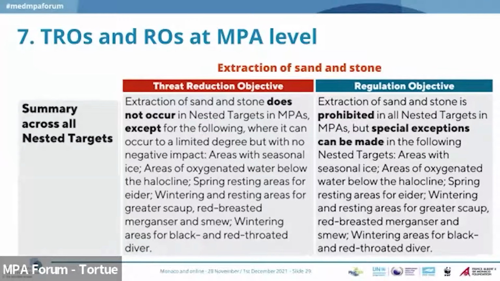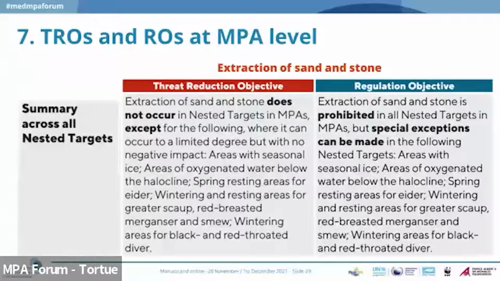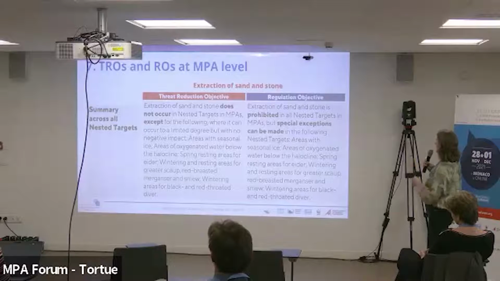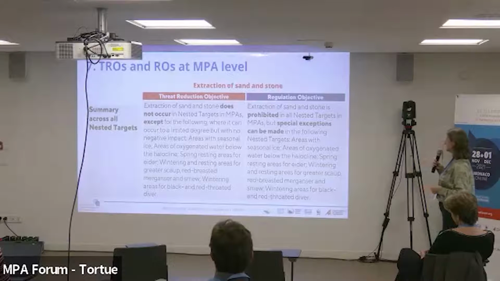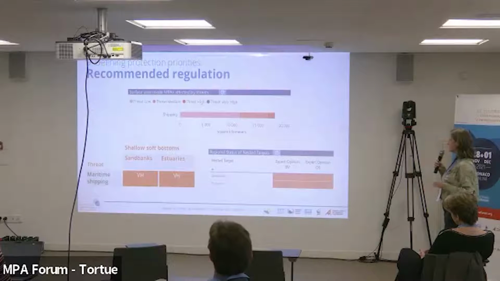And all of these combinations of threat reduction and regulation objectives for each threat and nested target, we cannot see that here. It could be expressed either individually for each of those combinations, or we could sum it up as you can see here in the table, where we at an MPA level have, for example, that extraction of sand and stone does not occur in nested targets and MPAs except for, and then we list all the exceptions that there might be for that one, and similarly for the regulation objective. Next slide. And next slide.